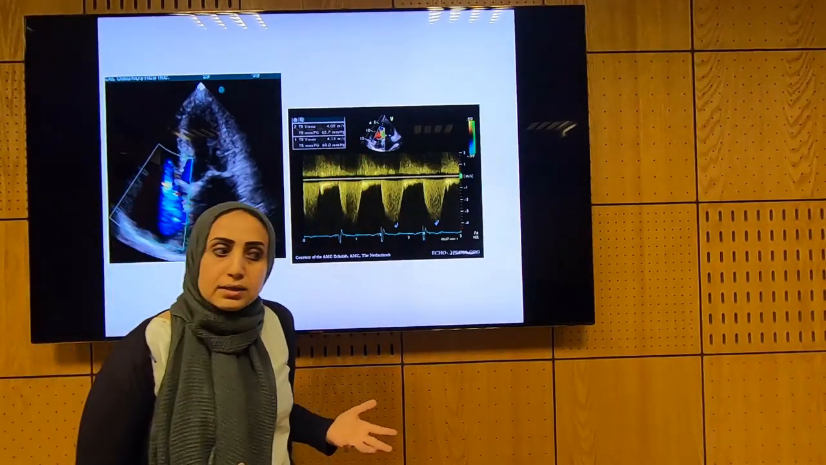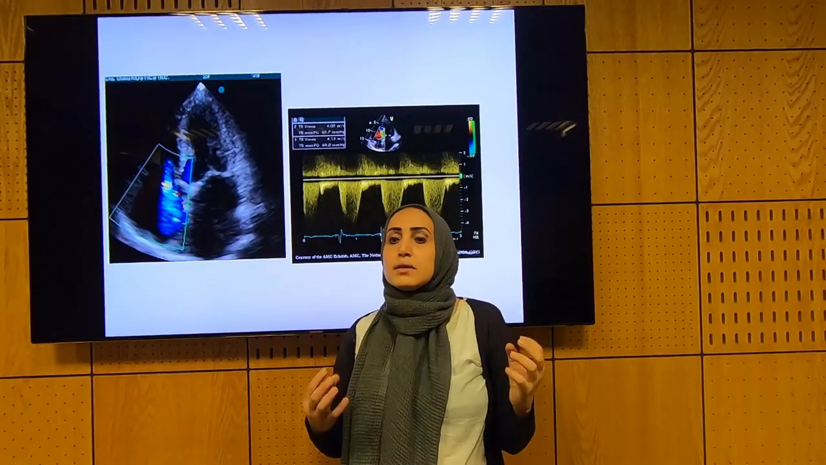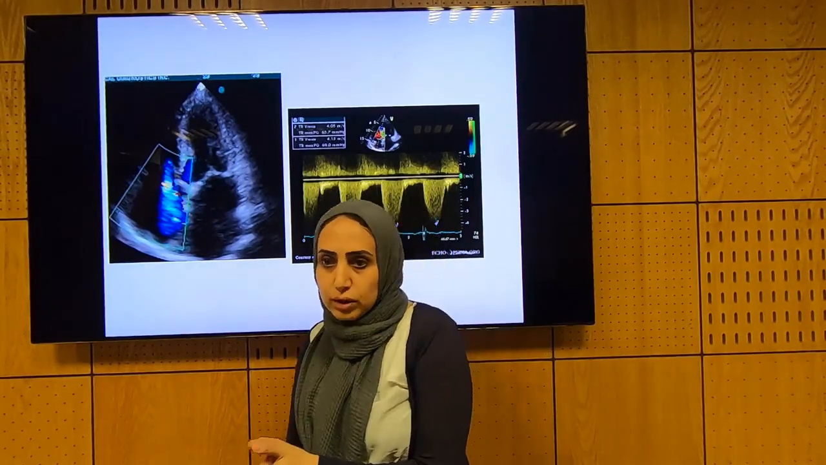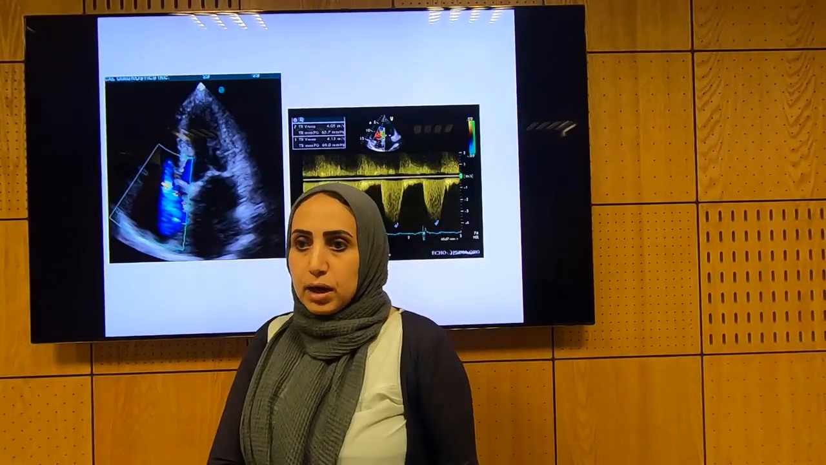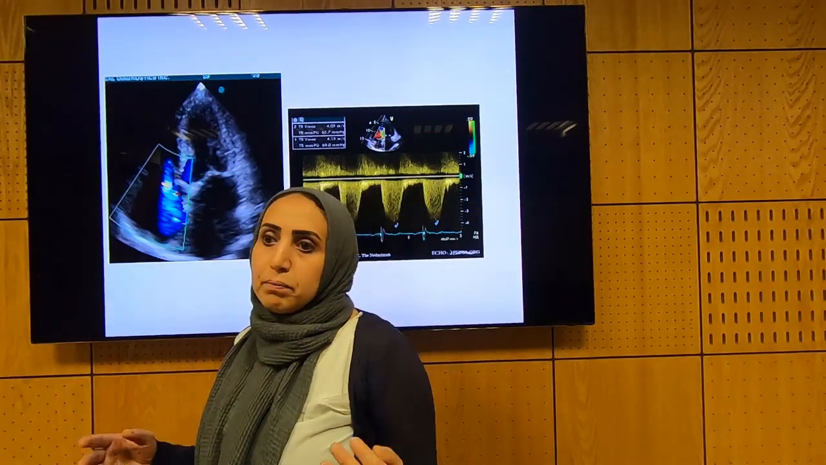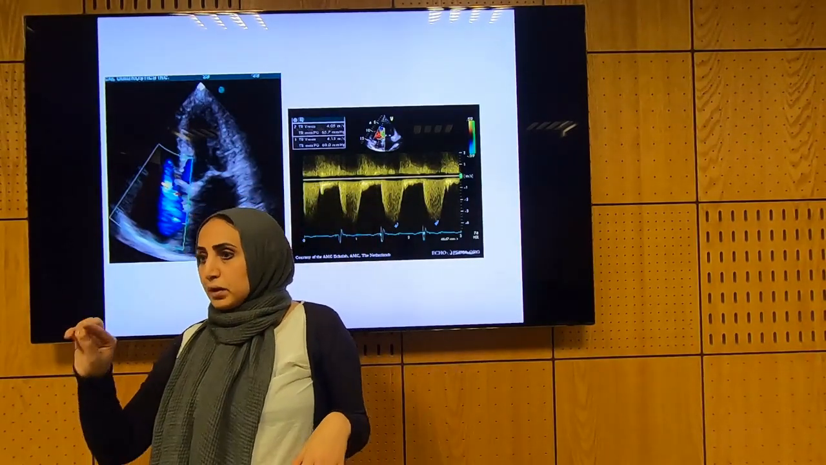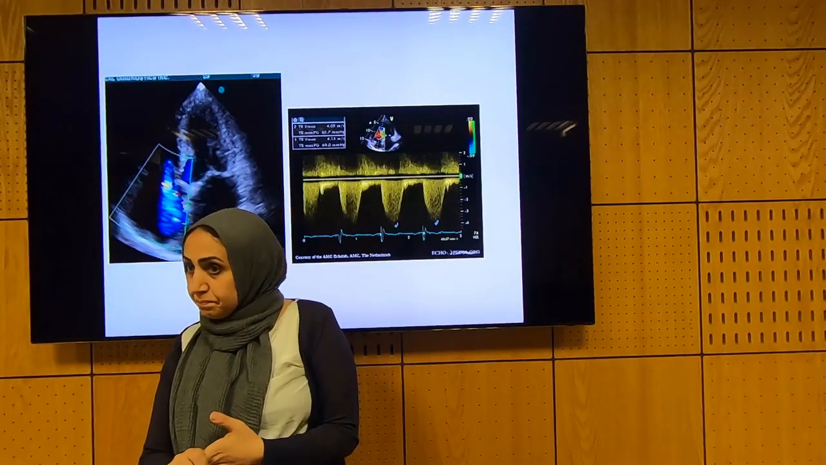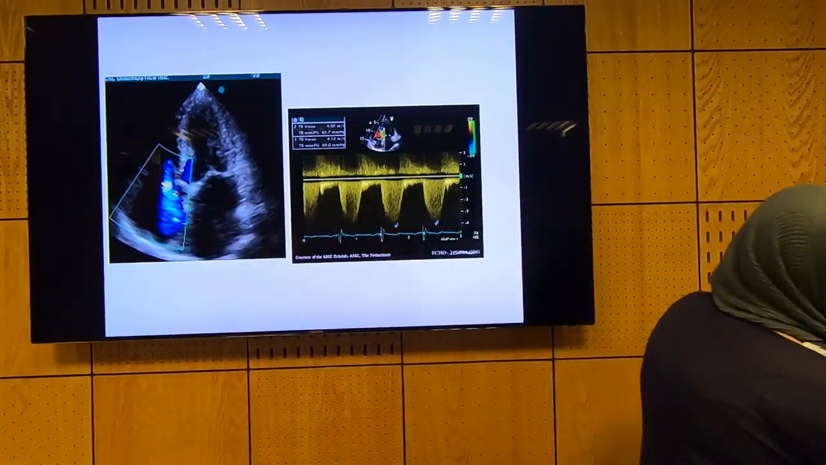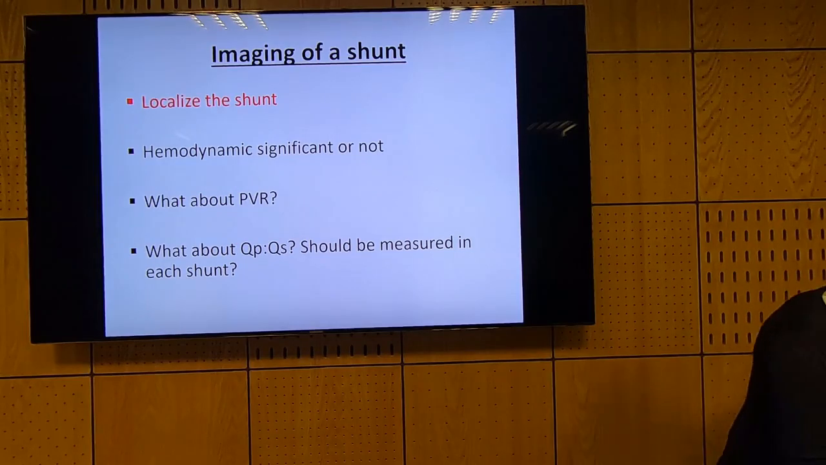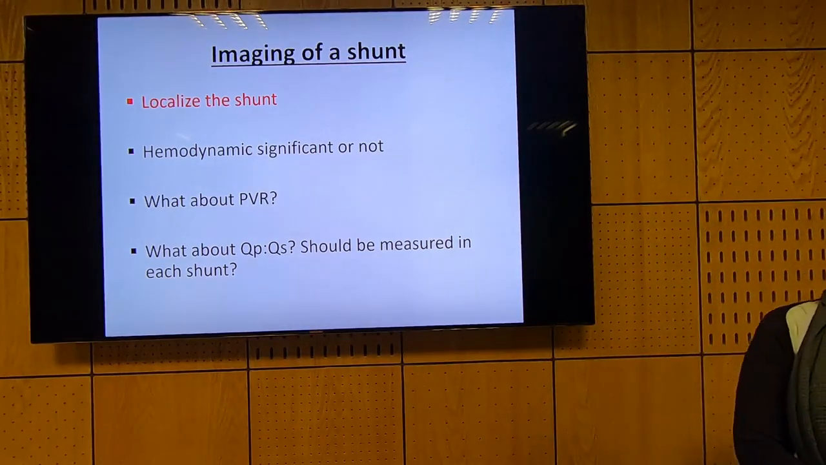So the good news is, you know the Bernoulli equation, but you never have to do it in your mind. But you know that in the Bernoulli equation, the pressure gradient is 4 multiplied by the velocity squared. Is it clear? Okay. So this is the physics of the echo, and we will use it to localize the shunt.